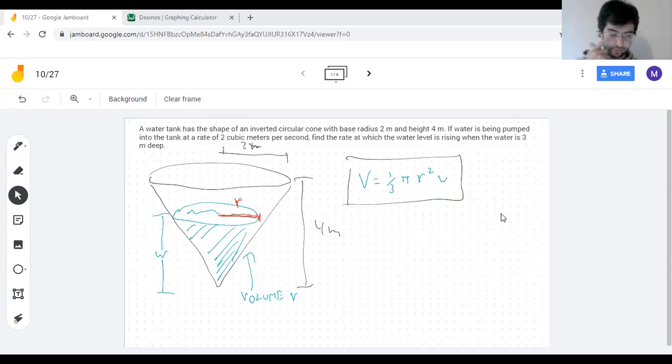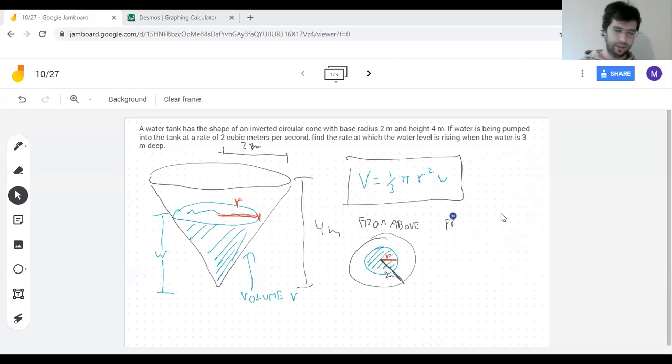So yesterday we were confused. I don't know if anyone slept on it and now has a better idea. But in the meantime, I'm going to draw some more pictures. This is what the cone looks like from above. It looks like a circle, and then there's water in there. And this is R. This is the radius of the container of the tank, which is 2 meters. That's really all I can say.